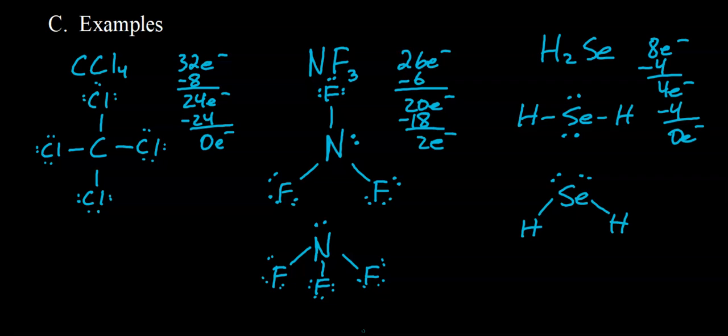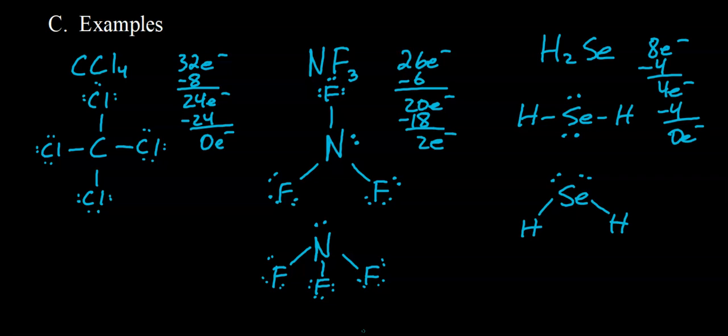All right, starting with CCl4, carbon tetrachloride. We have 4 bonds on the central atom and no lone pairs. So this is like AX4. So 4 bonds, no lone pairs on the central atom. The molecular and electron geometry are tetrahedral.